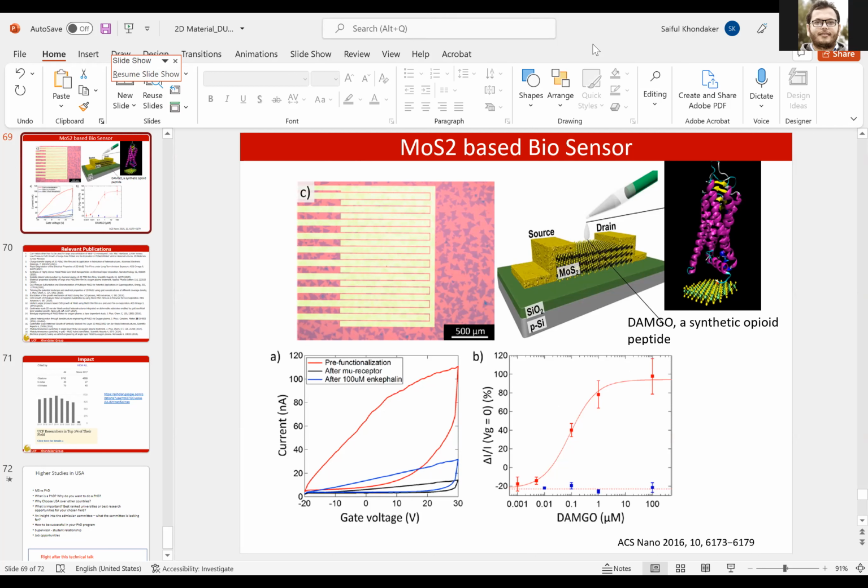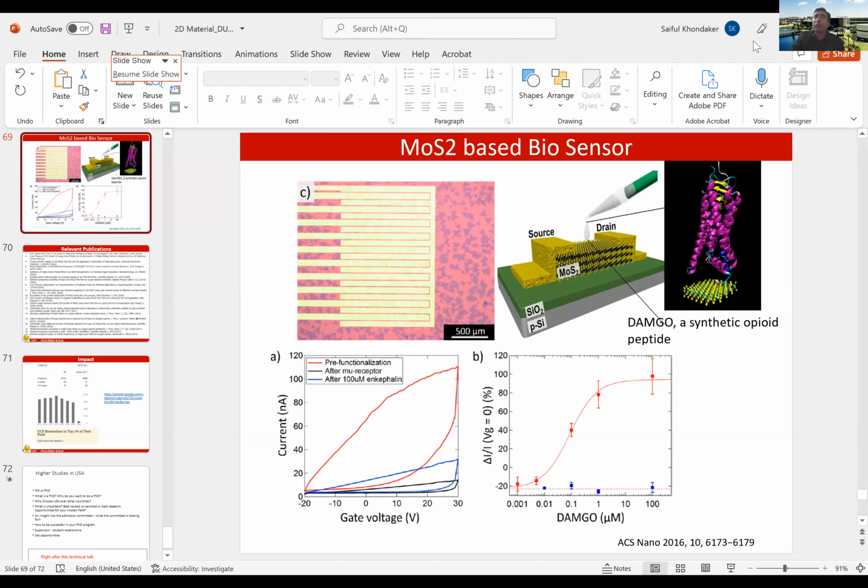আচ্ছা, এই স্লাইডে ড্যাম গোটা কি? Oh, this is the chemical. I see. Okay. It's a micromolar. Okay, so it's showing the sensitivity, huh? 0.001 micromolar is getting sensed.